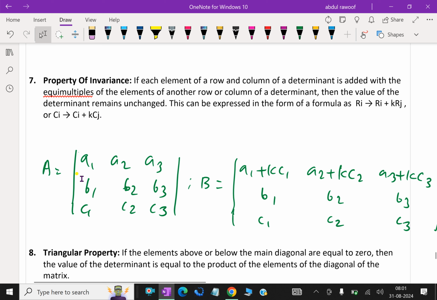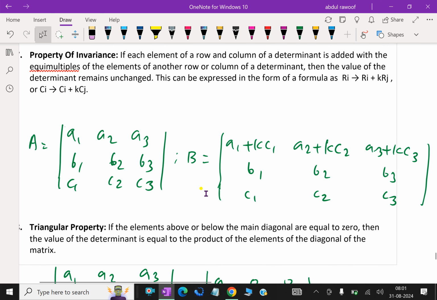Look here. Determinant A is given. Determinant B is, look here. The first row is written as the elements of the first row added with multiples of the elements of the third row. Look here: A1 plus KC1, A2 plus KC2, A3 plus KC3. Second and third rows are as they are. Even in columns also you can write.